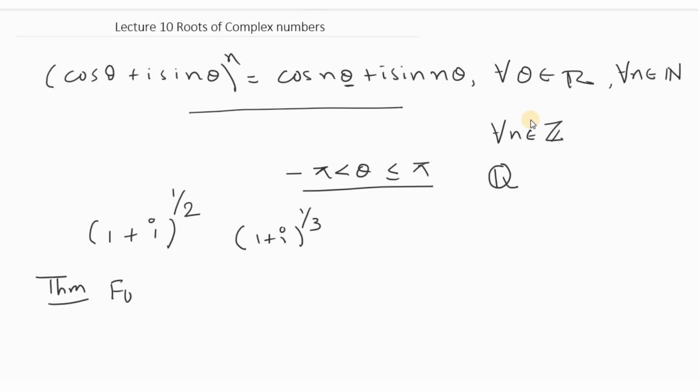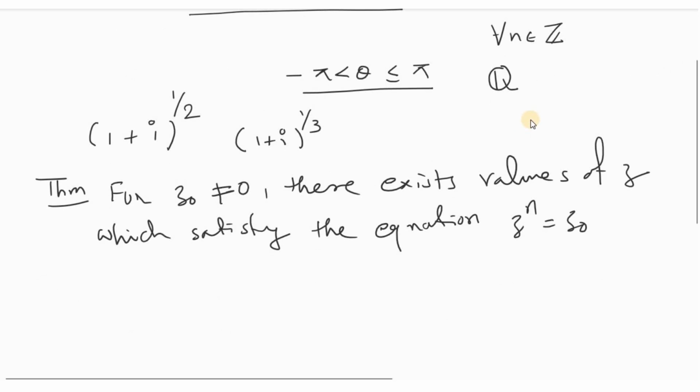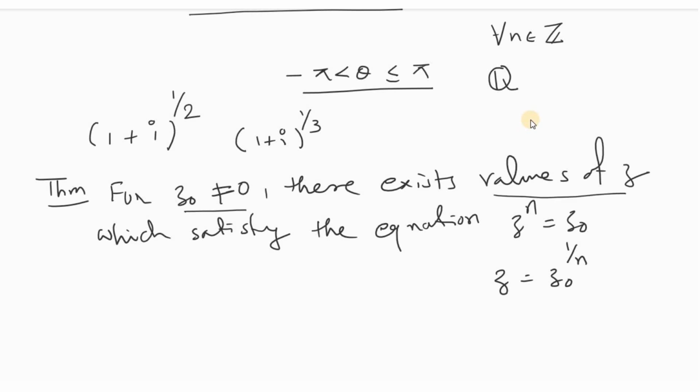for any z0 non-zero, there exists a value of z which satisfies the equation z^n = z0. That means z is nothing but the nth root of z0. So it says that for any non-zero number, there are values of z which satisfy this equation. To solve this one, I am taking z as r e^(i theta), and I am taking z0 as r0 e^(i theta0).